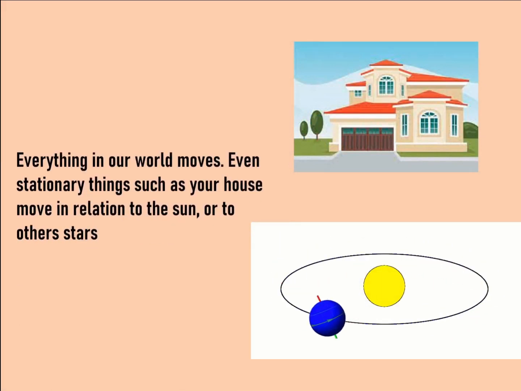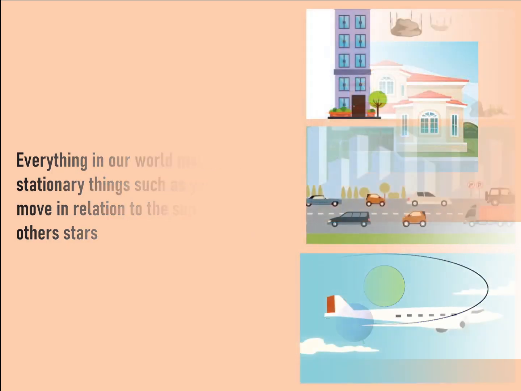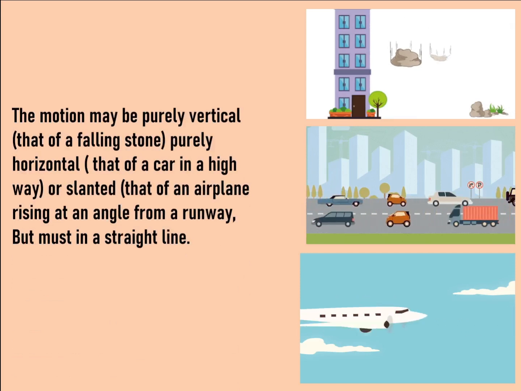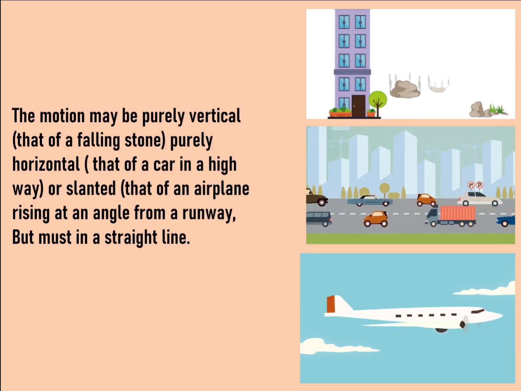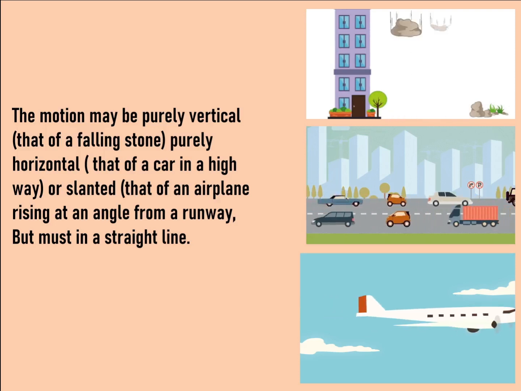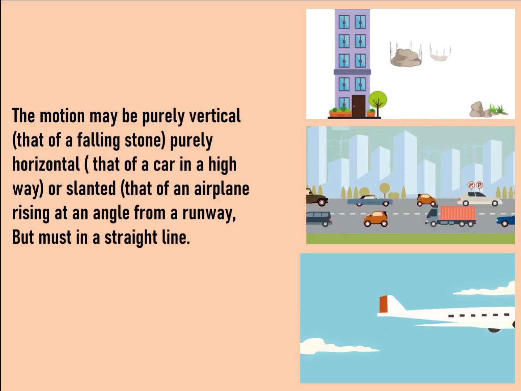Everything in our world moves. Even stationary things such as your house move in relation to the sun or to other stars. The motion may be purely vertical, like a falling stone, purely horizontal, like a car on a highway, or slanted, like an airplane rising at an angle from a runway, but moving in a straight line.